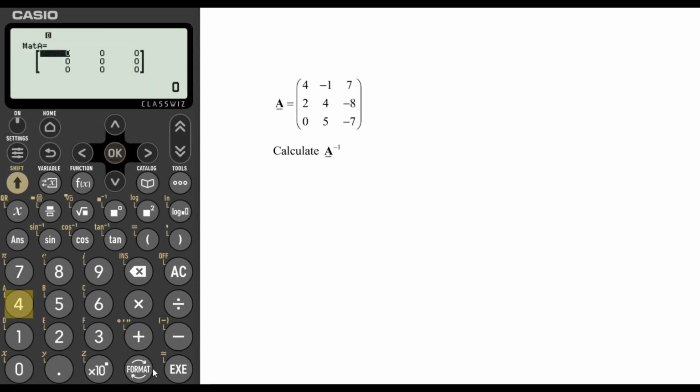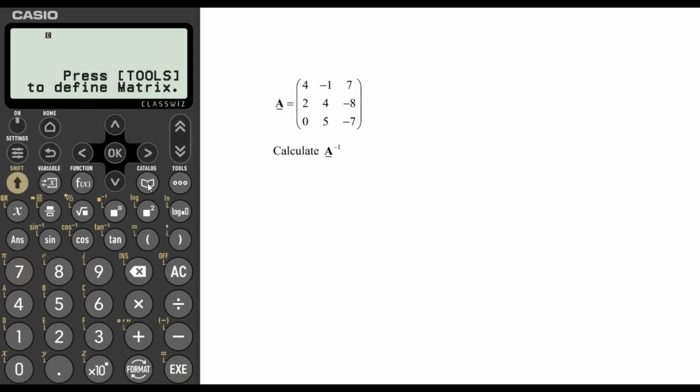So now we have matrix A, we've got 4, minus 1, 7, 2, 4, minus 8, 0, 5, minus 7. And if we press execute, then matrix A is stored into the calculator.